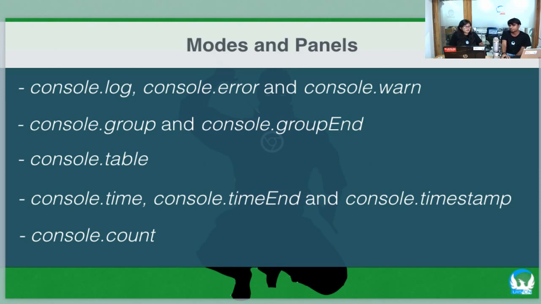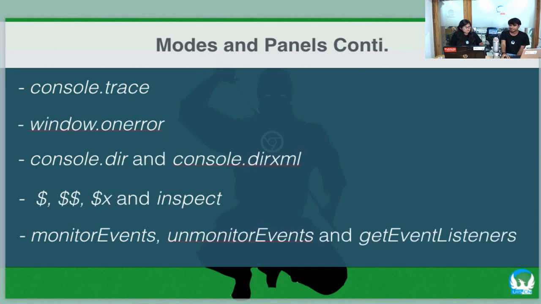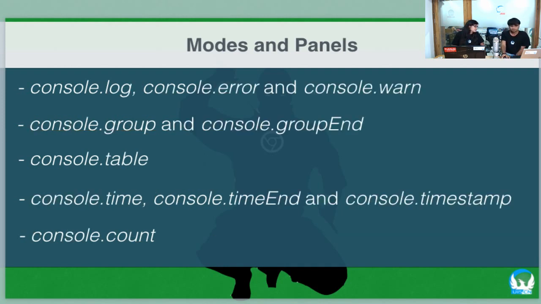We have console group, table, time, timestamp, count. We have a lot of them. Trace, on error, dir XML. So even though there are a lot of things, we are going to cover each of them one by one, and we are going to see what each of them do. So let's switch to Manasvi's screen.